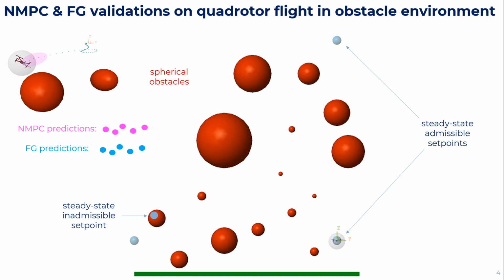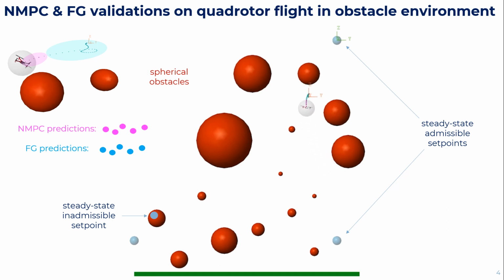The NMPC law is implemented with an arbitrary short prediction horizon, varying between 5 and 60 prediction steps, depicted by the magenta dots. The FG is always computed for a long horizon of 100 prediction steps, depicted by the cyan dots. Both the FG's and the NMPC's prediction time steps, as well as their sampling periods, are set to 50 milliseconds, which is sufficient for real-time execution.